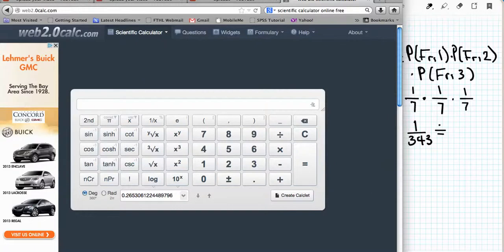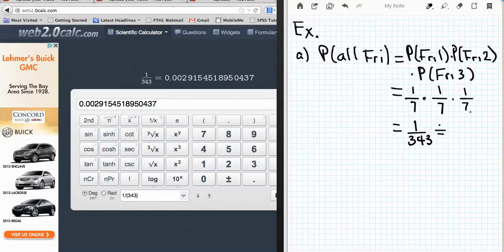So let's go ahead and clear this out and do 7 cubed, and you see what I mean, 7 cubed, and then that equals, and there's your 343, and then I'm going to take the reciprocal of that, so 1 over 343, and then I'll see what that equals. And so this is 0.002915, and so this would look like 0.00292, and that would be my approximate probability that they were all born on Friday.